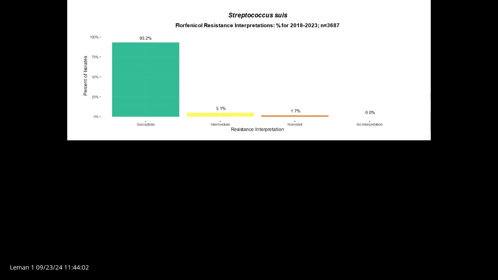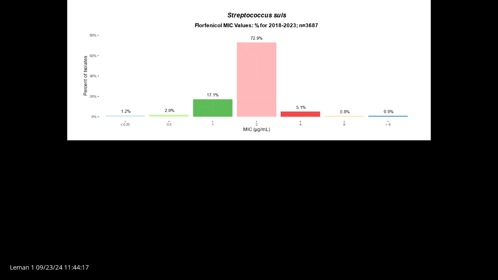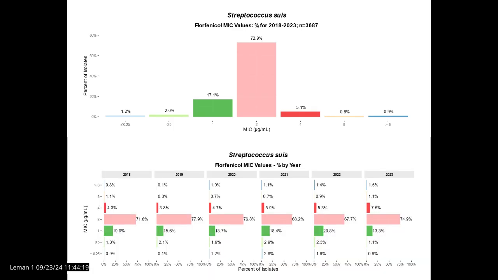Florfenicol, that's another labeled drug for Strep suis in respiratory cases. This is very similar to the beta-lactams. We have greater than 90% susceptible across time, so there isn't really any change there. The MICs for that are again very stable. So we're seeing 80% or more are at a dilution of 2 or less on the Sensititer plate.